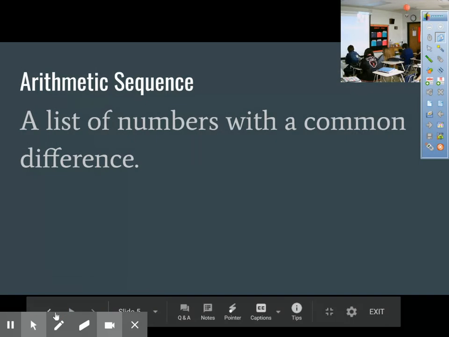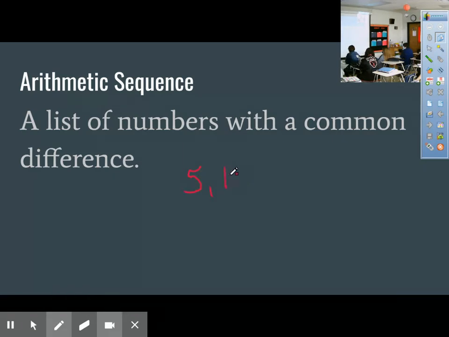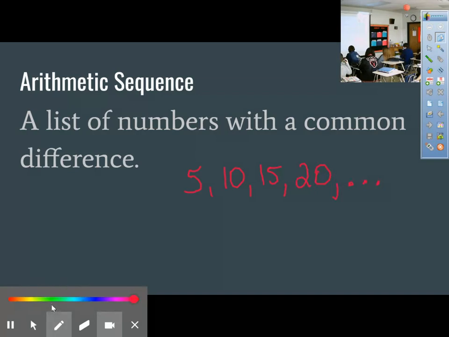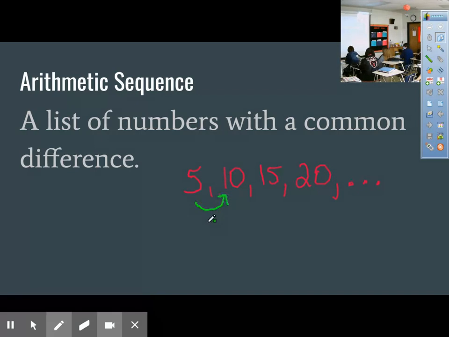All right, so let me write down an example of an arithmetic sequence. 5, 10, 15, 20, and on. How I know this is arithmetic, to get from 5 to 10, you would have to add 5. And then to get from 10 to 15, you would have to add 5. To get from 15 to 20, you would have to add 5.